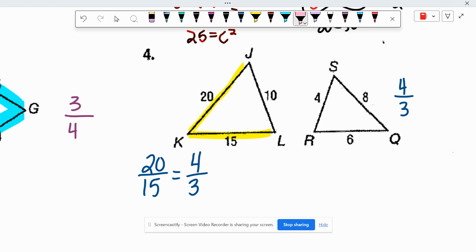Not 6 and 4. How about these 2 sides? So I'm going to compare 8 to 6. So those come up with the proportion what? What do we get? 4/3. Okay.